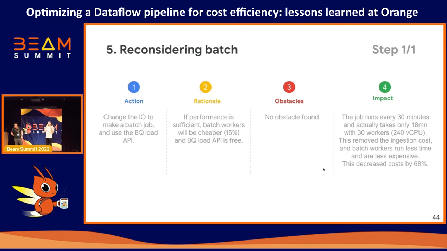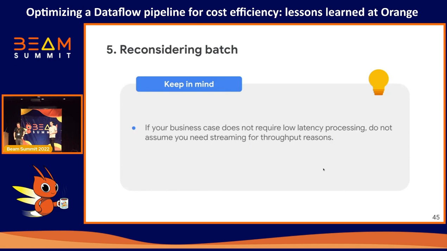In fact, we run our job every 30 minutes, and it actually takes 18 minutes to finish with the 30 workers. So that removed the ingestion cost, the batch workers are less expensive, and that decreased cost a lot. It's a little bit of cheating because we're not using streaming anymore, but still it was a big cost reduction. So keep in mind, it's nice to use streaming, but if your business case does not require it, just start with that. Try a batch pipeline first.